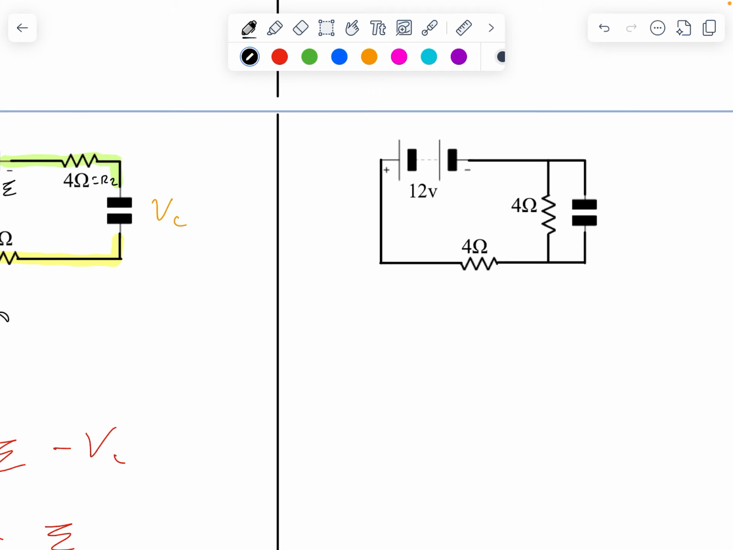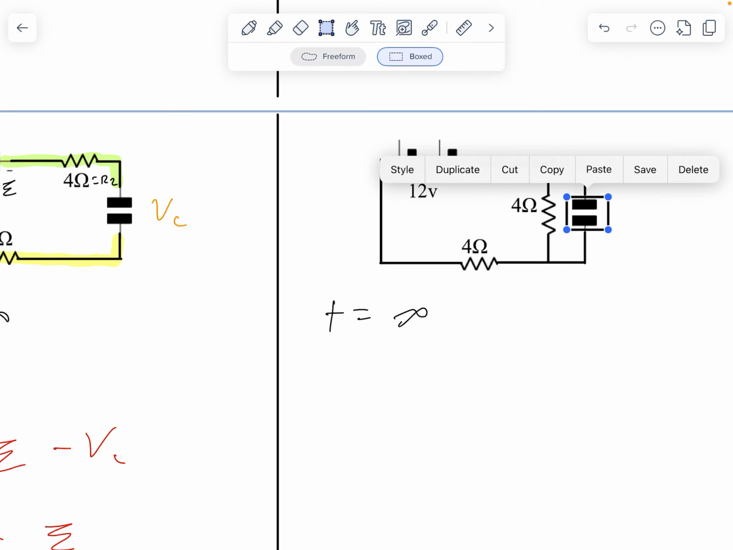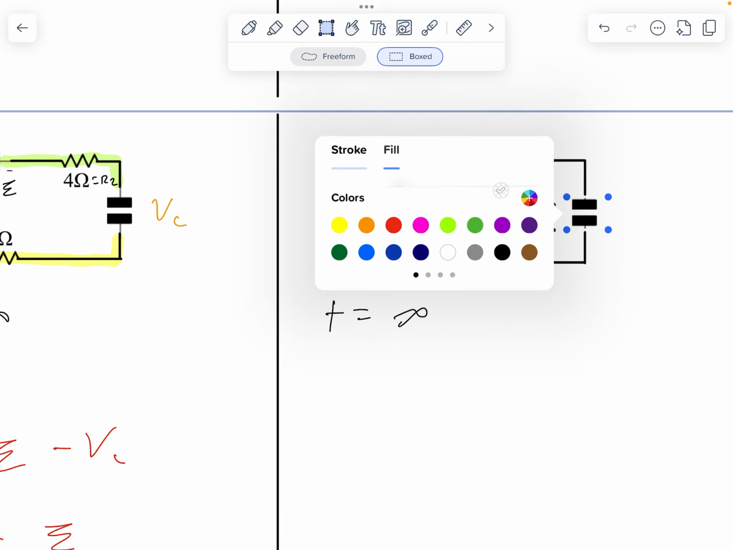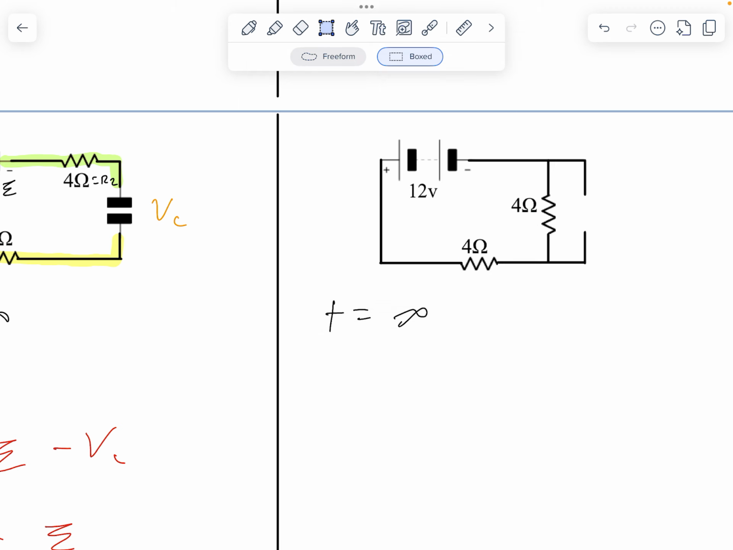After a long period of time, again, the thing acts like an open. I wish I wouldn't have erased my little box here. I'll make another one. So just imagine, after a long period of time, this is just going to behave like an open circuit. What does that mean? Well, that's a node, a single conductive path. Everything along that green line is at the same voltage. If I go over here, here's another conductive path, that's the same voltage. Here's another conductive path, that's the same voltage.